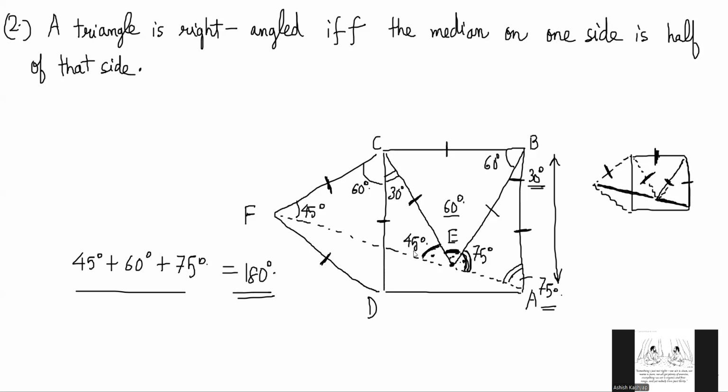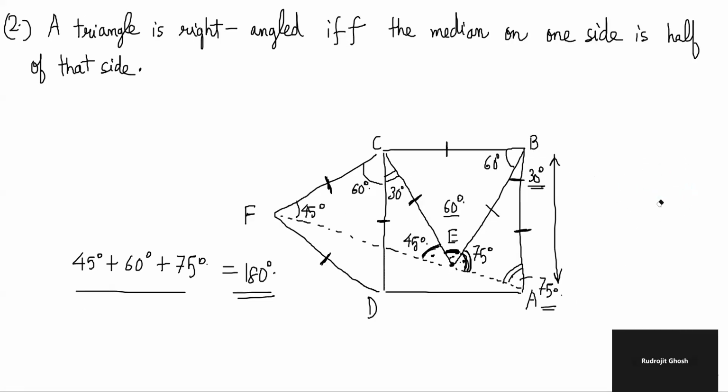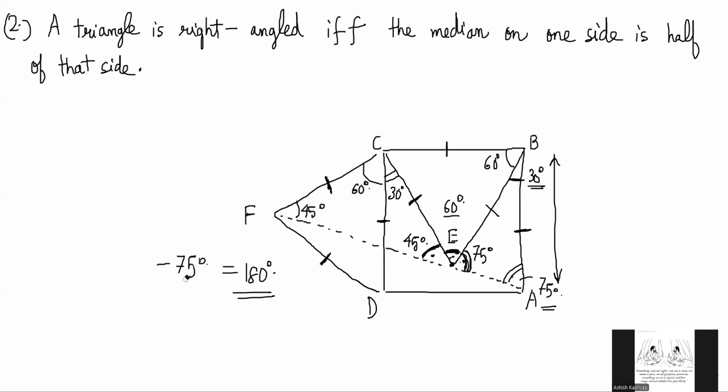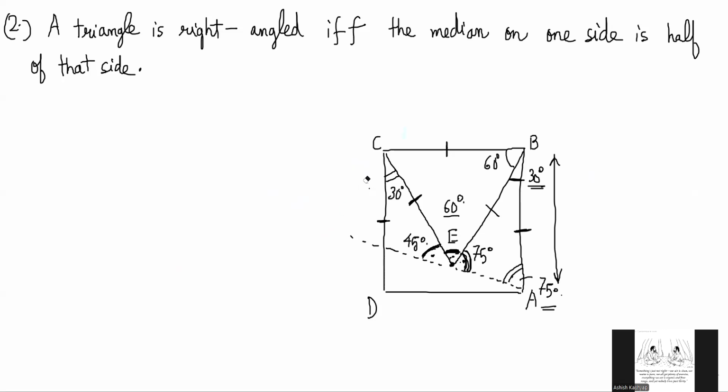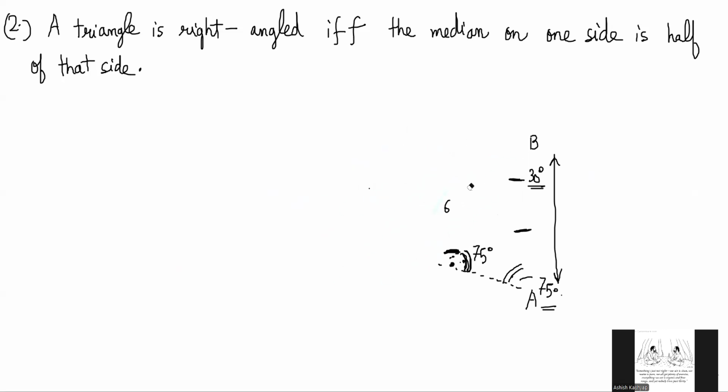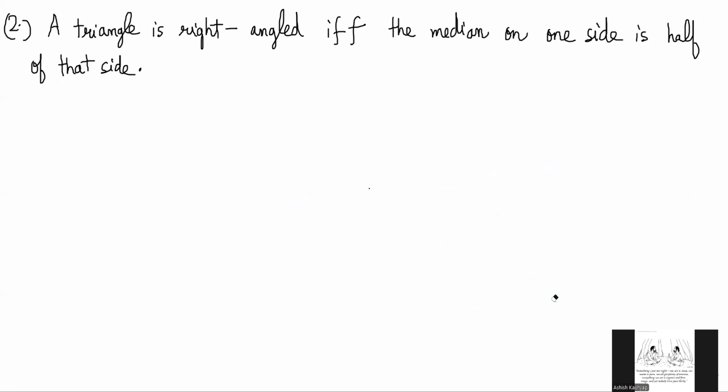Got it. Is anyone else having any problem with this? Okay, so then nobody has a problem. Then try the second one. A triangle is right angled if and only if the median on one side is half of that side. So you have to prove both sides of this theorem.